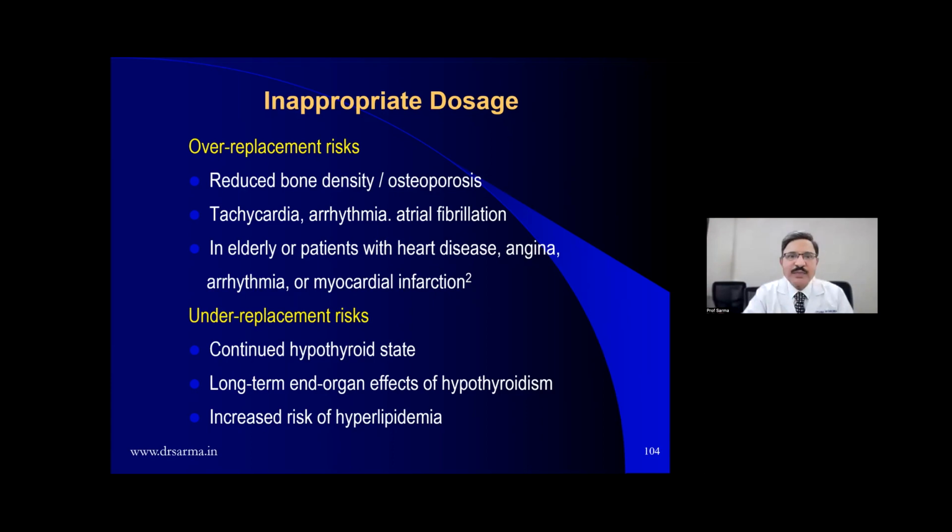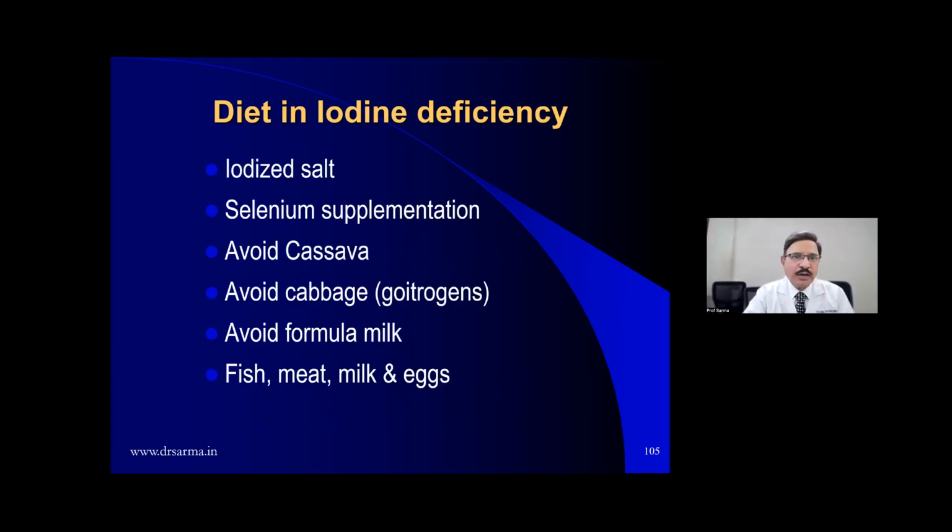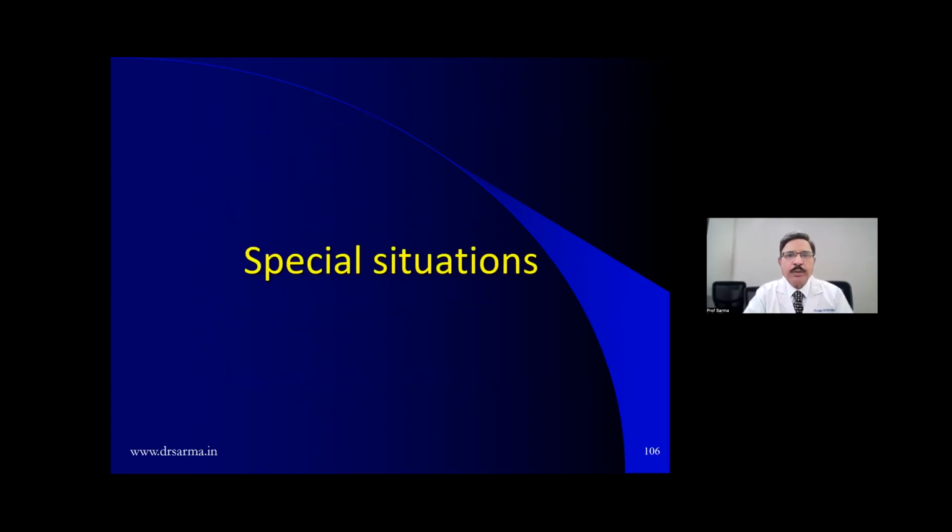Okay. Diet and iodine deficiency. Iodized salt should be prescribed. Selenium supplementation can be added. Avoid thyroid interfering foods like cassava and yam. Cabbage has some goitrogens. Avoid formula milk. Fish, meat, and egg also have to be avoided. Special situations.